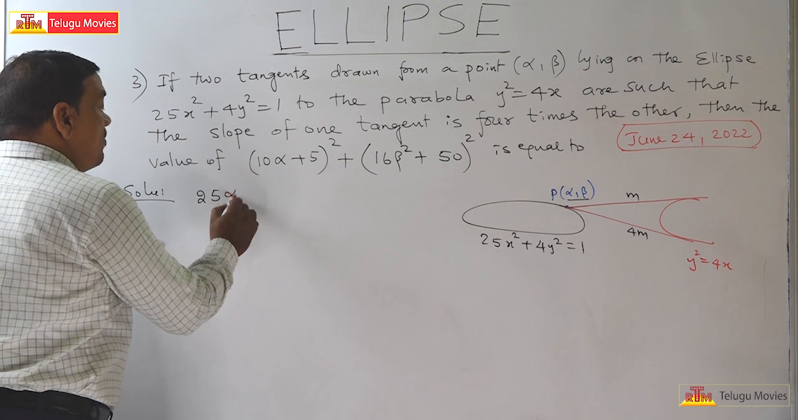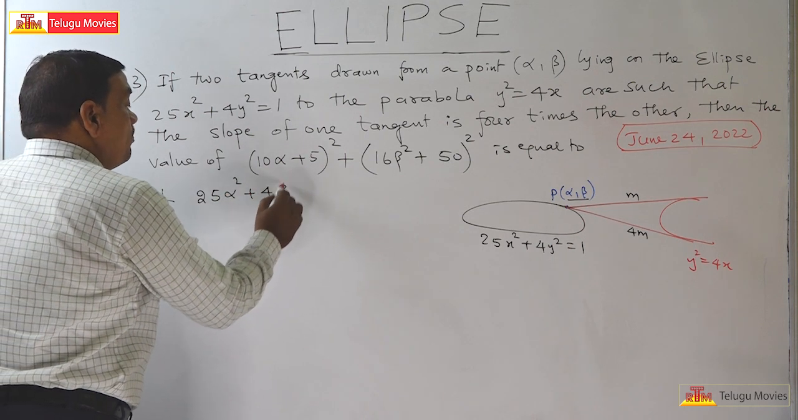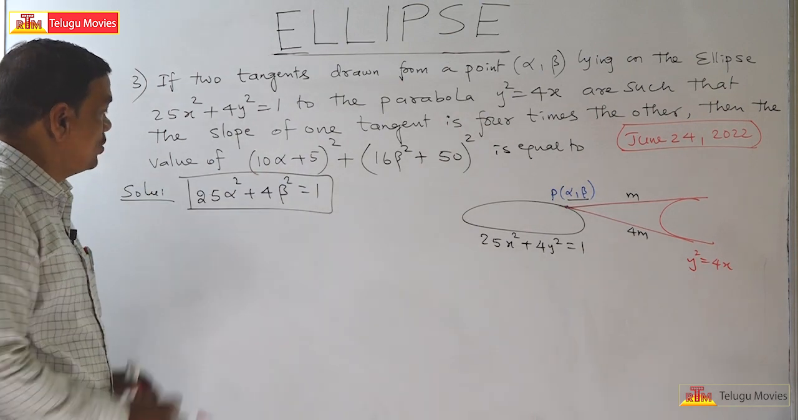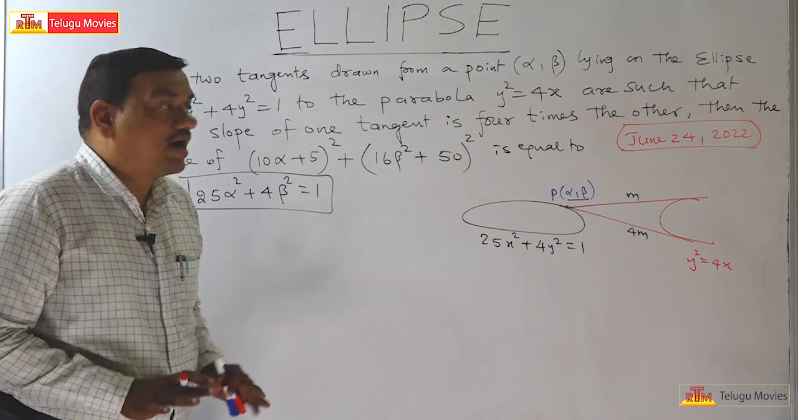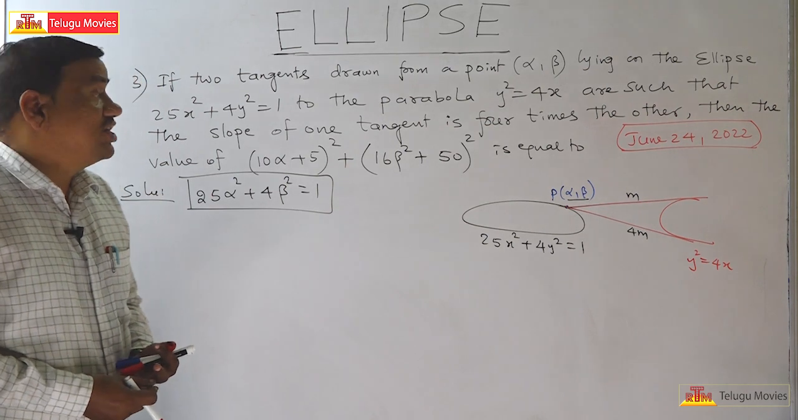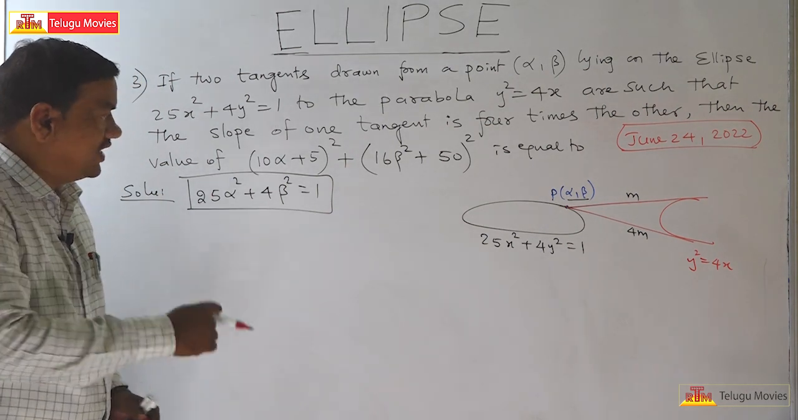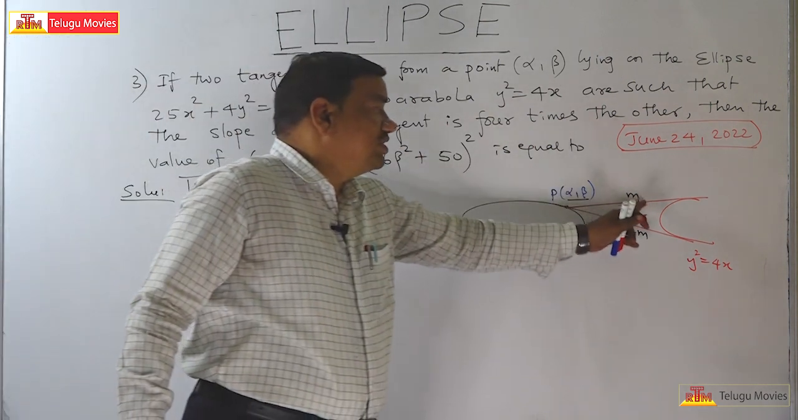So, immediately we will get one equation: 25 alpha² + 4 beta² = 1. Let us put it in a box. So, we got a relation in alpha and beta. Let us find another relation in alpha and beta. If we find it, the problem is over. Now, how to get it? Now, I will make use of this hint.